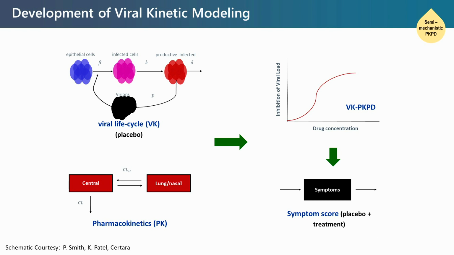Now superimpose that to the drug concentration versus inhibition of viral load, which is a viral kinetic PK/PD model. You can use the symptom score to bring in additional components. Now the simple PK part of the model is quite simple. You have the central compartment, but also the peripheral compartment, which could be lung and or nasal, with clearance from the central compartment and intercompartmental kinetics. So collectively, this forms an opportunity to relate viral cell cycle kinetics with PK/PD, but also symptom scores.